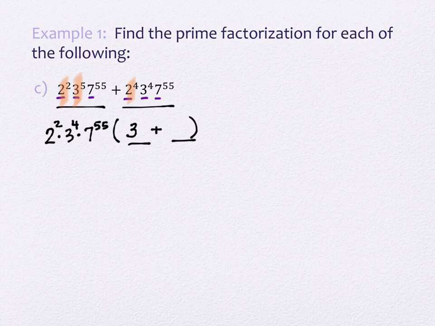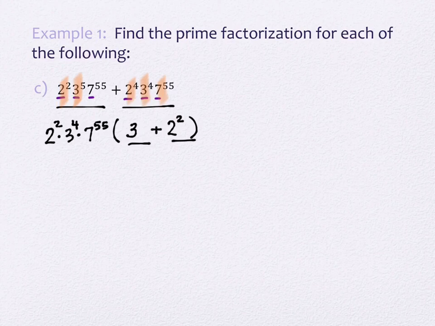We're going to do the same thing with our second piece. So looking at the 2 to the 4th, and I took out 2 squared, what's left? 2 squared. Looking at 3 to the 4th, and I took out 3 to the 4th. What's left? Nothing. I mean, like 1, right? But no additional values that I need to put in there. And then the 7 to the 55th. Nothing additional on that piece either, right?